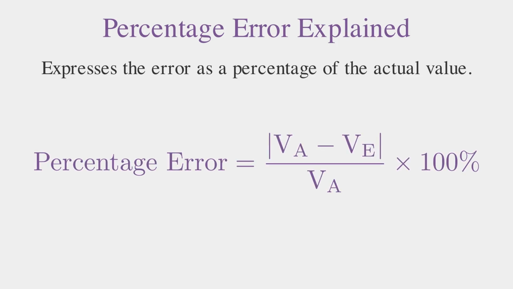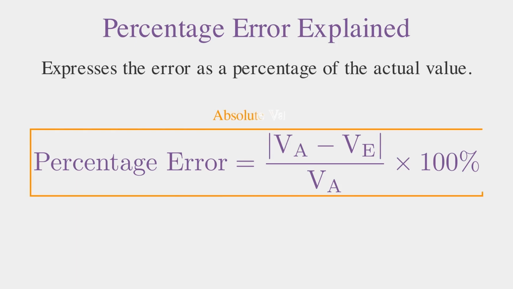It is the absolute value of the difference between the actual and estimated values, divided by the actual value, and then multiplied by 100%. Now, we use the absolute value because we are interested in the magnitude of the error and not whether it's an overestimate or an underestimate. We want the percentage to be always positive.